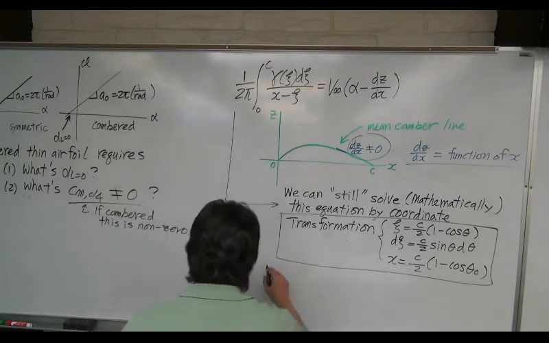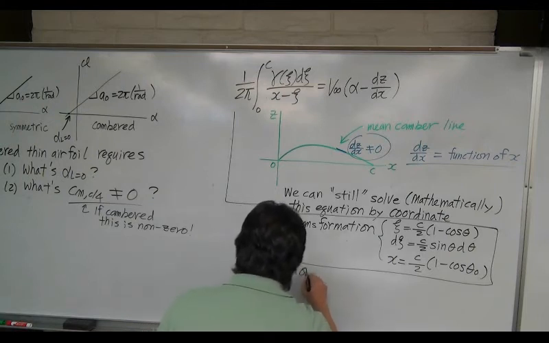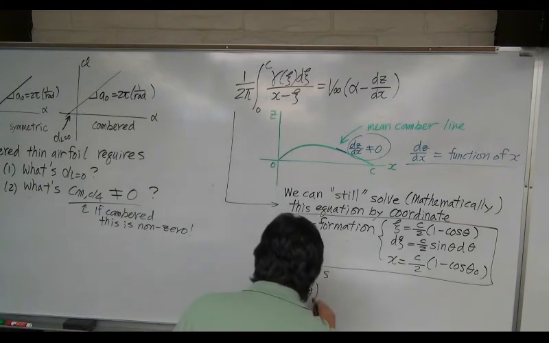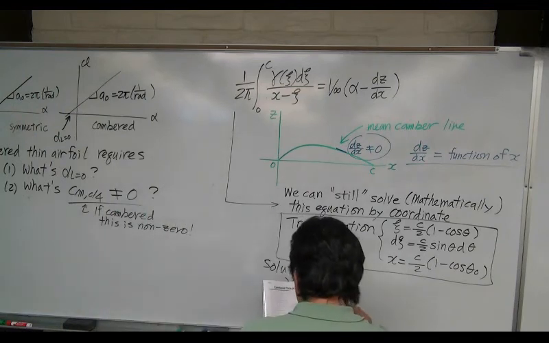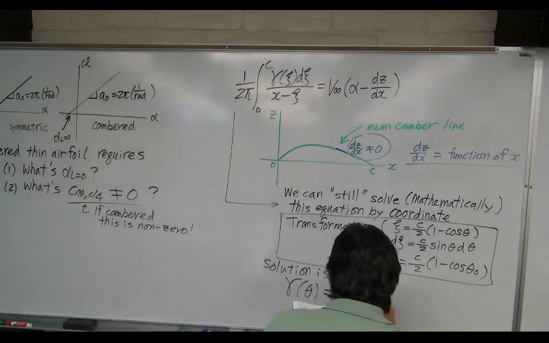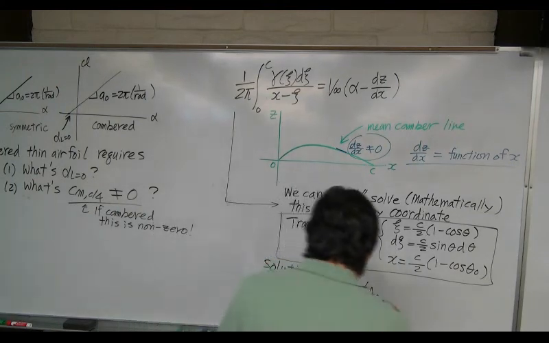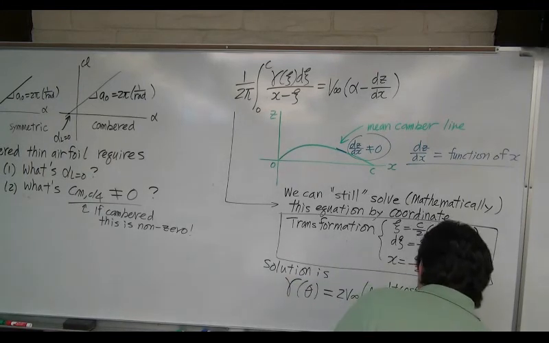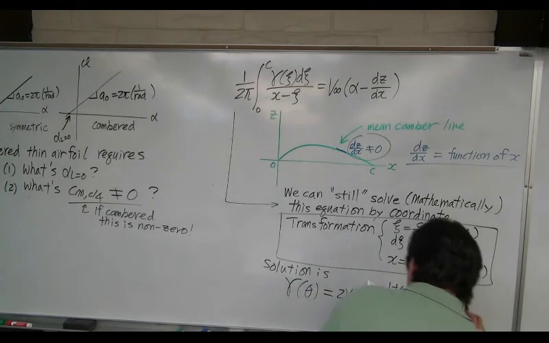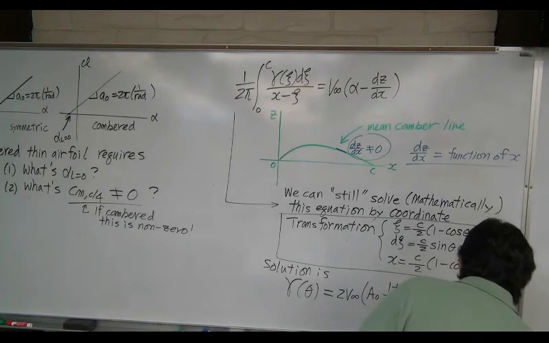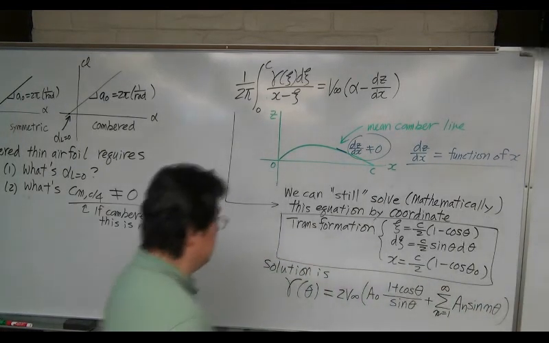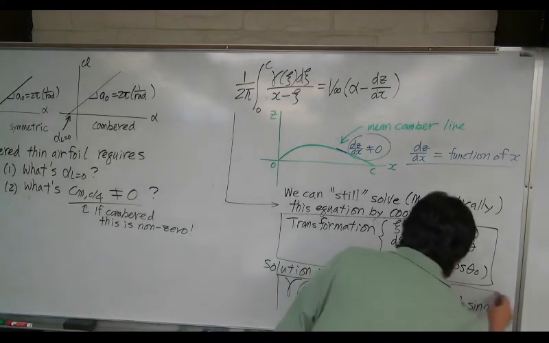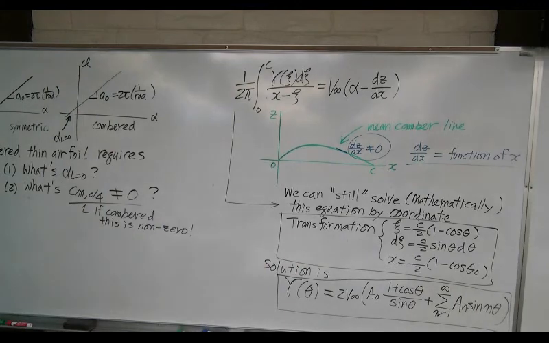And then the solution is gamma as a function of theta, which is equal to 2 times V infinity, A0, where A0 is a coefficient, times 1 plus cosine theta divided by sine theta, plus summation m equal to 1 to infinity of Am sine m theta. This is the mathematical solution.